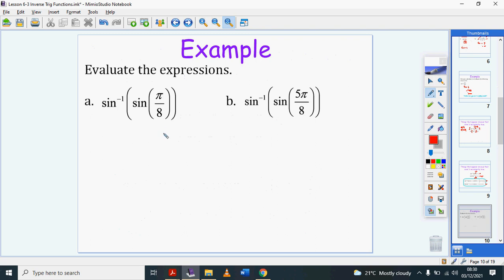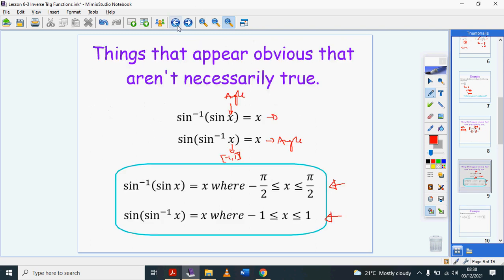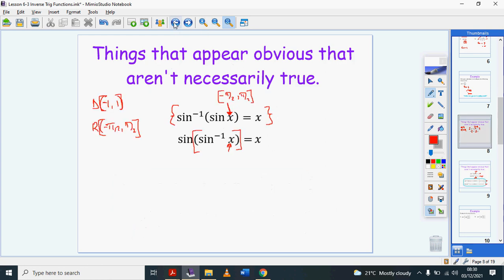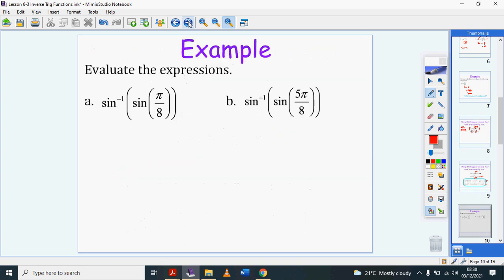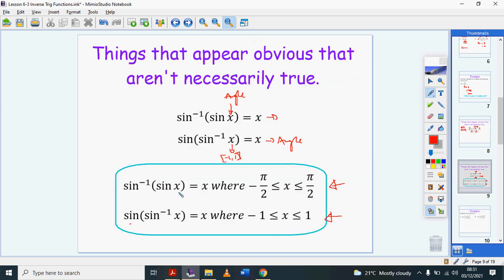Okay, so let's look at some examples. The sine of the sine inverse of pi over 8. So I need to go back to this and ask, no, the sine inverse of sine pi over 8. The sine inverse of sine pi over 8.